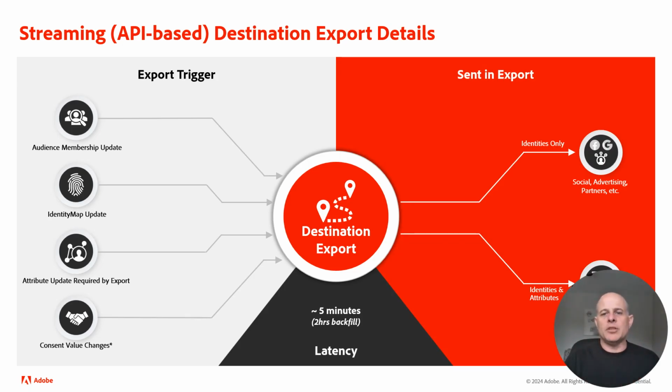Now, when it does, it's going to send this information out to these different export destinations, again, one being the social advertising ones, and one is more the system integration ones. The key difference here is the identities only will go to the social one, whereas identities and attributes can go to things more like HTTP API integrations.